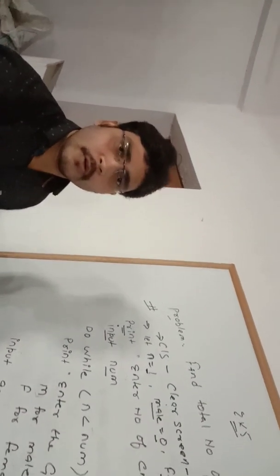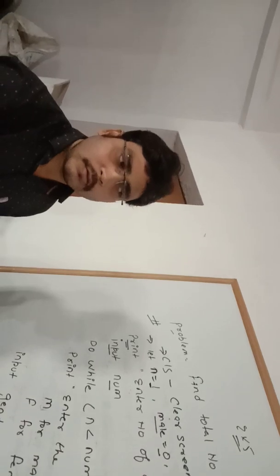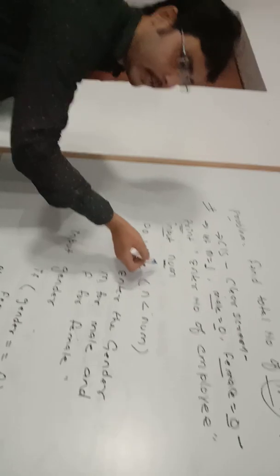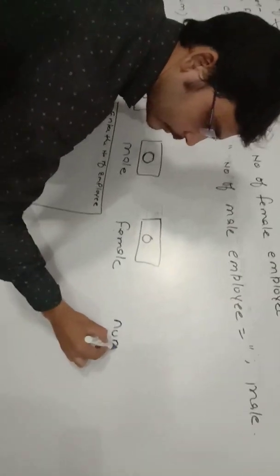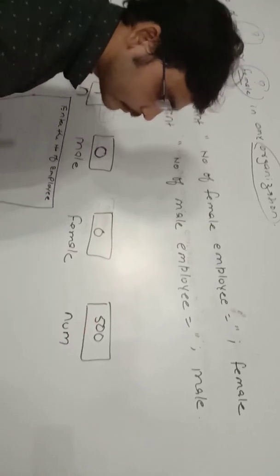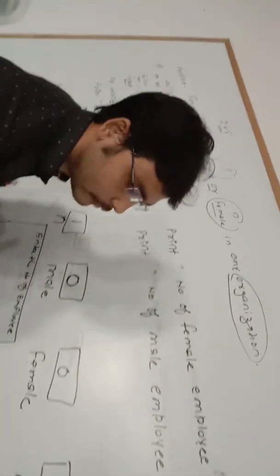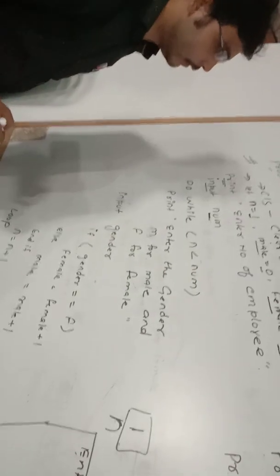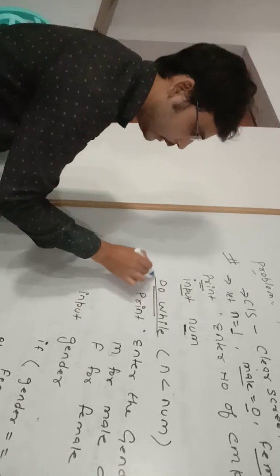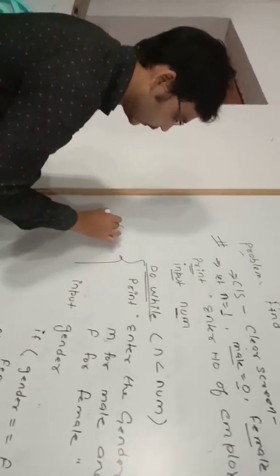Suppose the question is what is the number of employees, and the number of employees in the organization is 2000, so the number will be 2000. The num is the next variable, so again I draw the variable here, this is the num variable, and suppose the user gives 500 employees in the organization. So num is equal to 500. Now the do while starts from here.